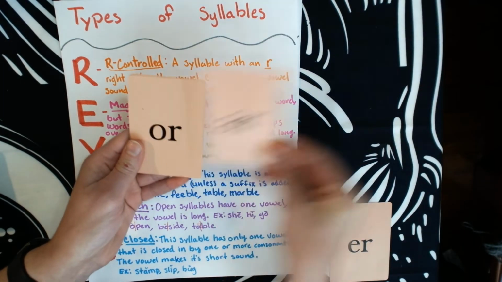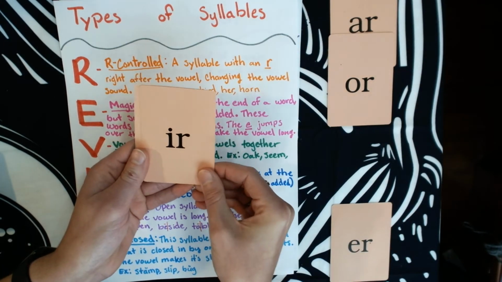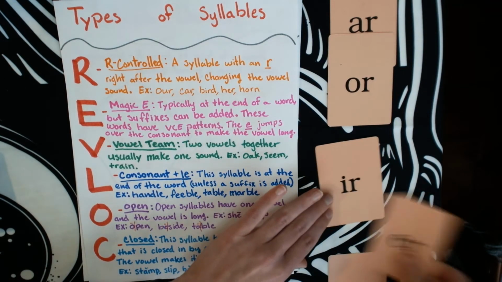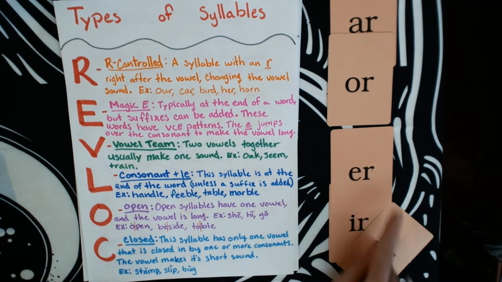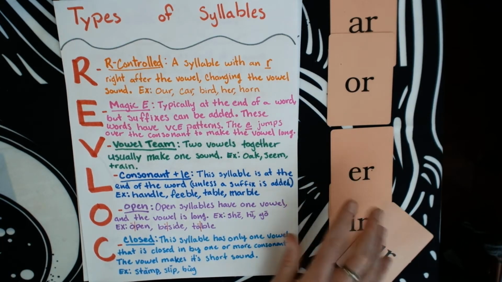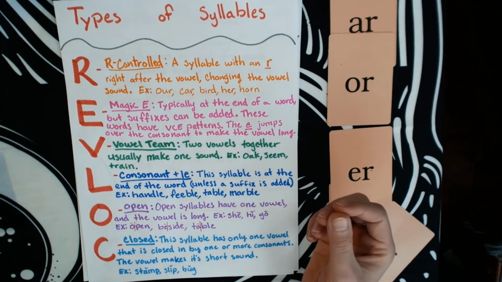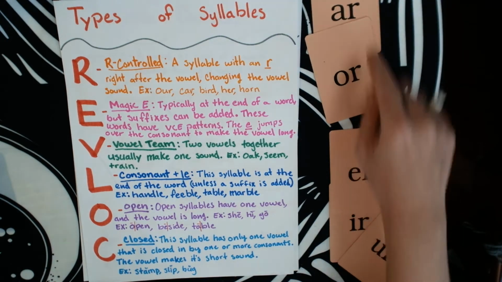AR, car, OR, horn, IR, bird, and UR, burn. So remember that the ER, IR, and UR cards all make that sound. The bossy R after the vowel changes the vowel sound. It doesn't make its typical short or long sound anymore. And AR says AR and OR says OR.